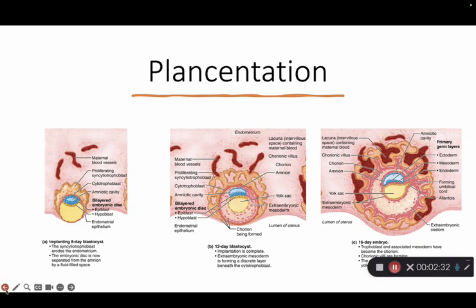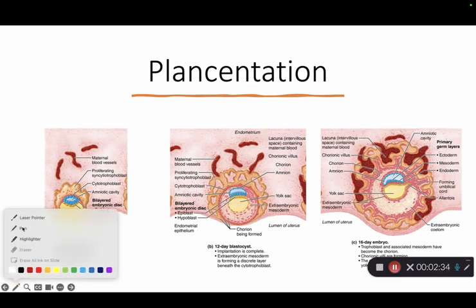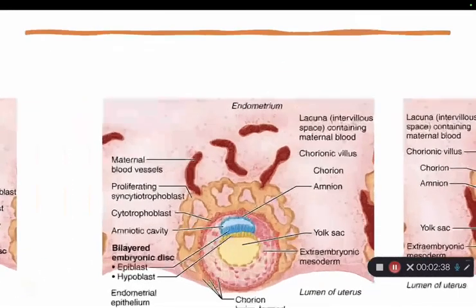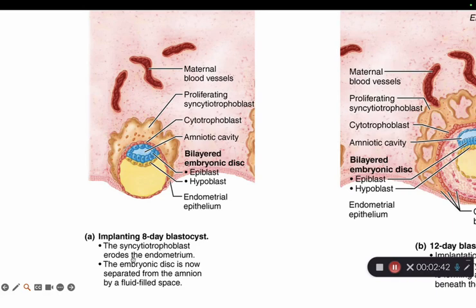circulation. We can walk through this process here on this slide, looking first at our implanting 8-day blastocyst, and we'll zoom in. The syncytiotrophoblast will erode the endometrium as seen here. The embryonic disc is now separated from the amnion by a fluid-filled space. So we have this bilayered embryonic disc with our epiblast here surrounding the amniotic cavity and our hypoblast here. And below our hypoblast, we see the yolk sac down below.